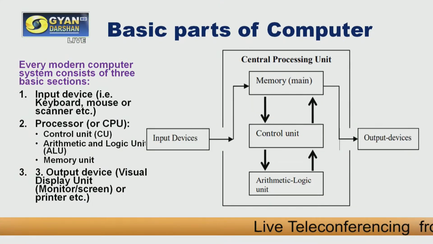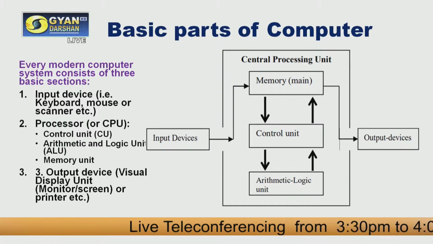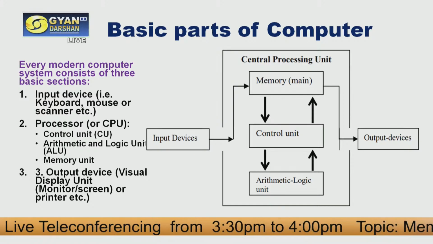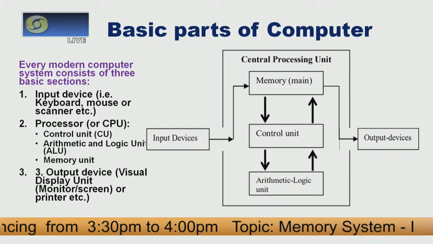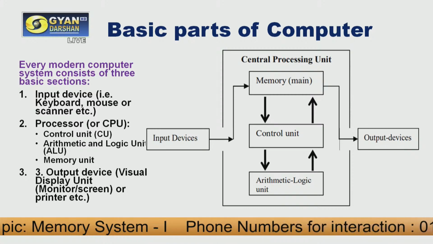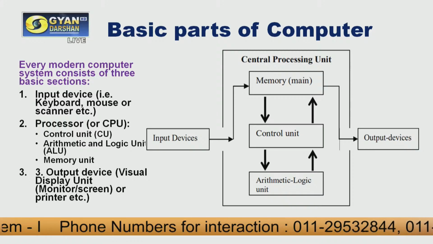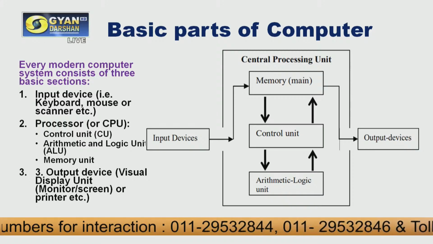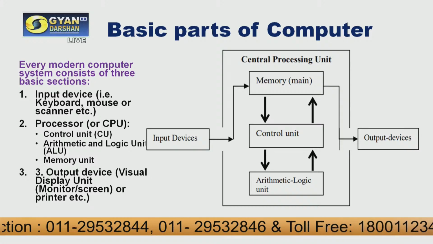In our previous sessions, you had already learned that a modern computer system is composed of 3 units: an input unit, a central processing unit, and an output unit. The input unit is composed of keyboard, mouse, and all those devices which are required to provide data for processing to the central processing unit, which comprises 3 subsections: the memory unit, arithmetic logical unit, and control unit. Whatever data is processed is passed on to the output unit, which comprises monitors or printers or any other output device. There are many output devices nowadays.